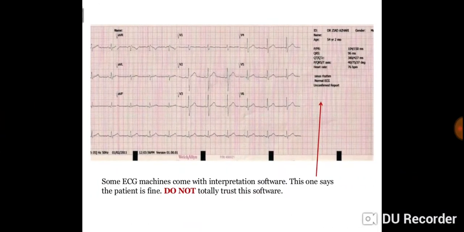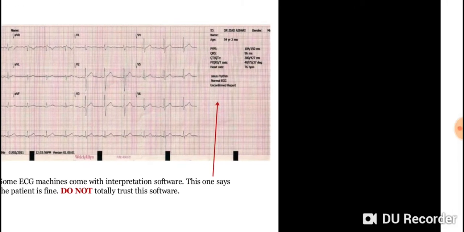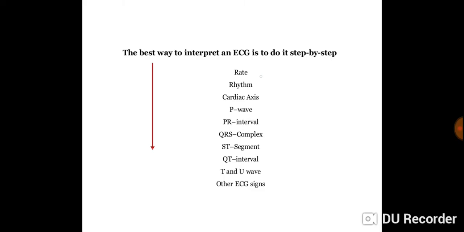Next, on the right side you can see interpretation software. It does help a little bit, but it's usually never reliable, so your brain is much more capable than this. In an ECG, you need to be able to define the rate, rhythm, axis, how the P wave is, how the PR interval is, what the QRS complex is like, whether the ST segment is fine, whether the QT interval is causing problems, the T wave, U wave, their presence, and other ECG signs.